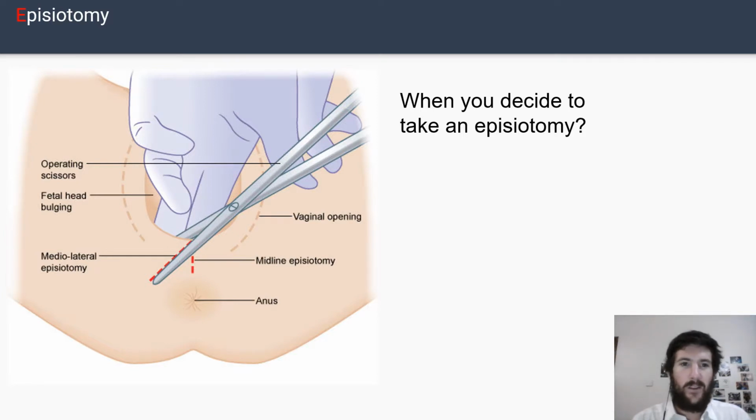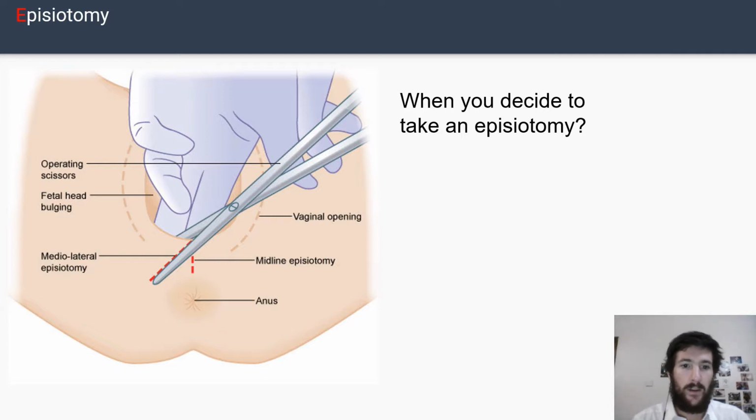So now, when do you decide to do an episiotomy? When do you make that decision? Why do some nurses or midwives perform an episiotomy and others don't? What is the thing that makes you take the decision?